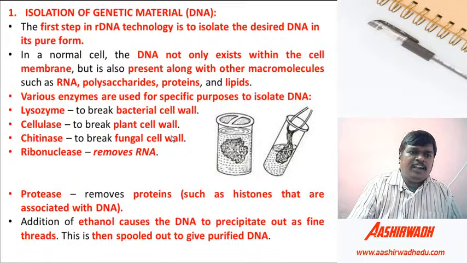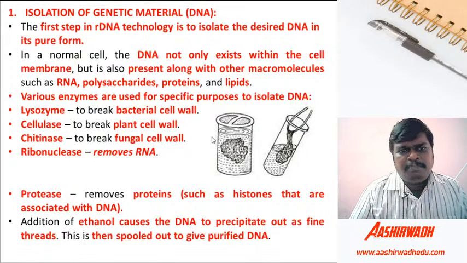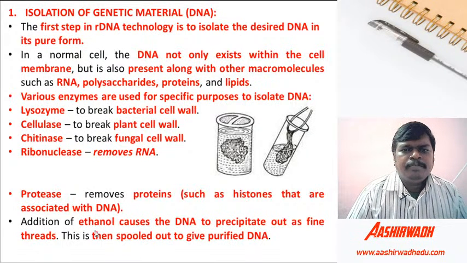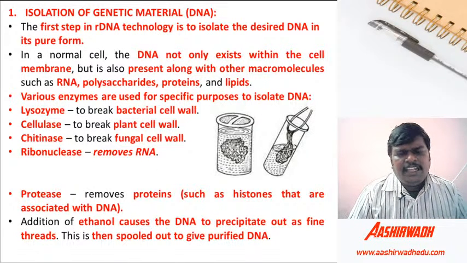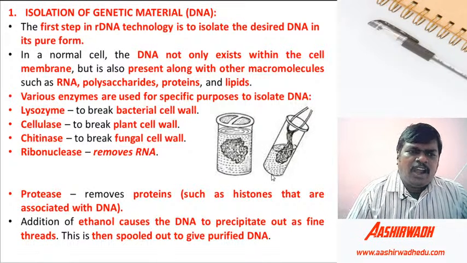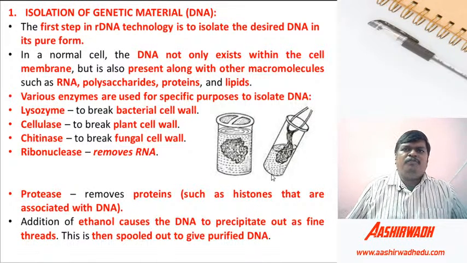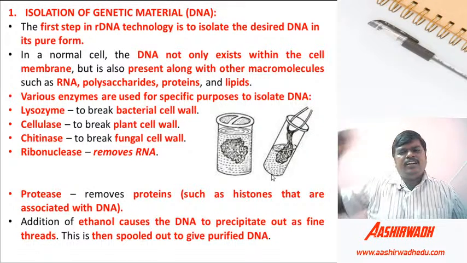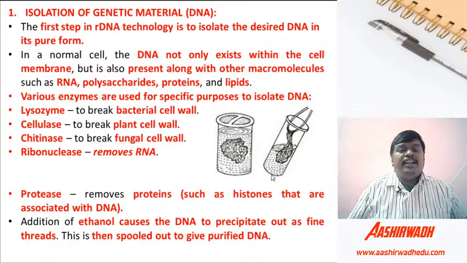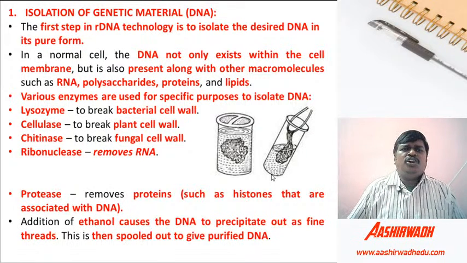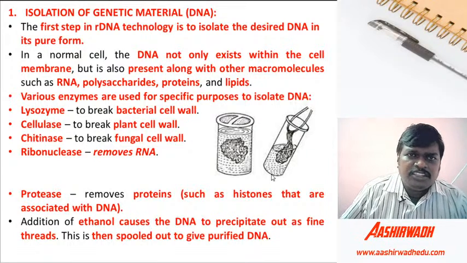And after that, what will happen? Ethanol, they'll place, after digesting all these things, they'll use ethanol. When you place that DNA into the ethanol, it precipitates out and it will come out in the form of fine threads. Then you can spool out and take the DNA separately. That DNA will be in the purest form of DNA. So this is the first method in isolation of DNA, isolation of genetic material.